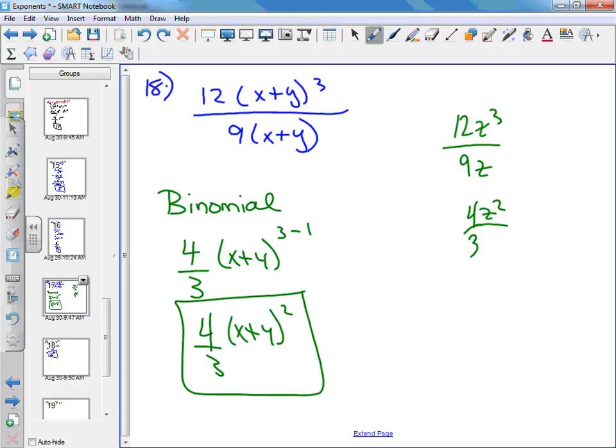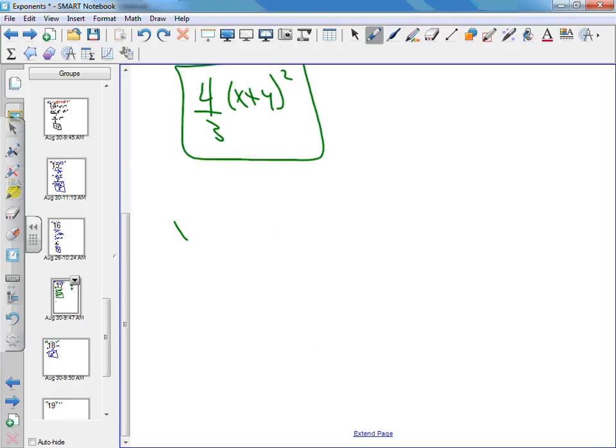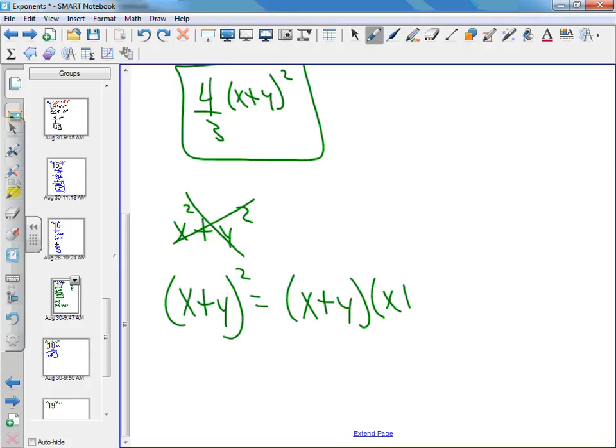Do not, okay, people, are you listening to me? Do not do this. No. Because that is 100% wrong. And here's why. Because if I have x plus y quantity squared, that means that you're writing it down 2 times. And how do you multiply 2 binomials together? You FOIL them. Remember that? So that's why you can't write x squared plus y squared. Do we all understand that, yes or no? We good? Okay. Now, any other questions over this?